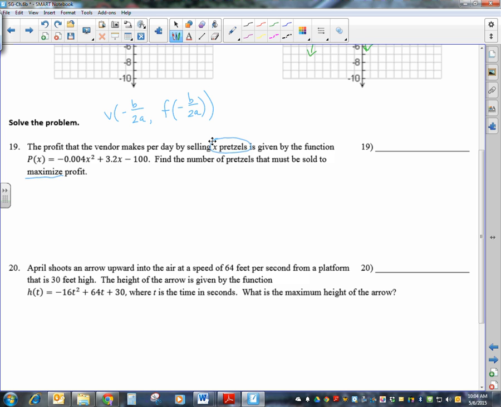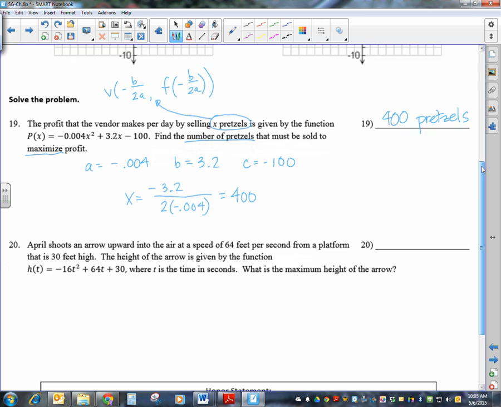So if I'm looking for x number of pretzels, that means all I have to do is go plug it in here. So a is -0.004, b equals 3.2, and c equals -100. So x equals -b, -3.2 over 2 times a. All right, so put that in your calculator, and it will give you an answer of 400. So the question says find the number of pretzels. It's a word problem. We got to have a label, so it's going to be 400 pretzels.